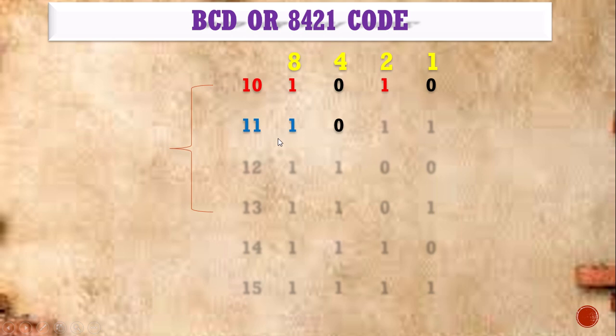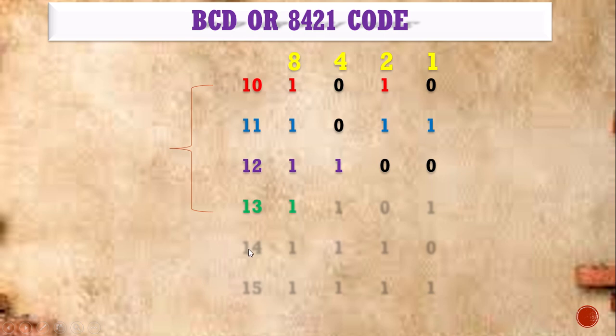Then similarly for the 11 we will get 8, 2, 1. So against that 8 2 1 we have to place 1. The remaining is 0. Then for 12. 12 க்கு நமக்கு எந்த combinationsல வரும்? We'll get 8 plus 4 is 12. அப்ப 8 4 க்கு நேரா 1. The remaining 0. அப்ப 12 ஓட binary value என்னன்னு சொல்லுவோம்? 1 1 0 0.